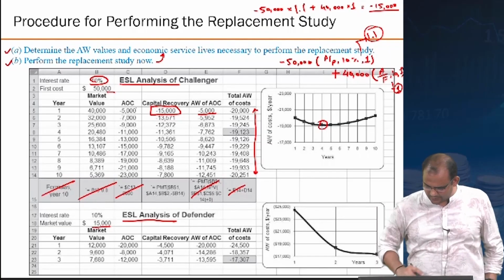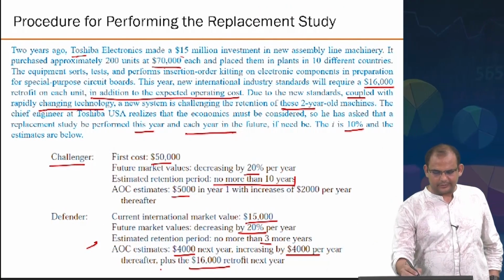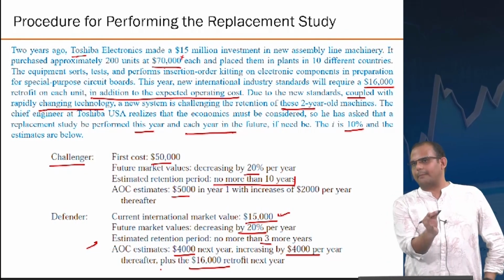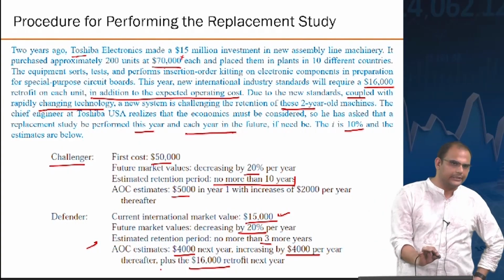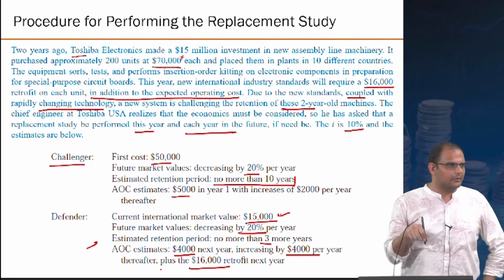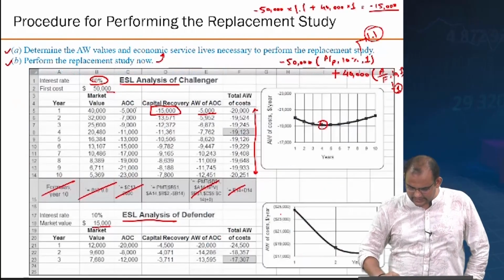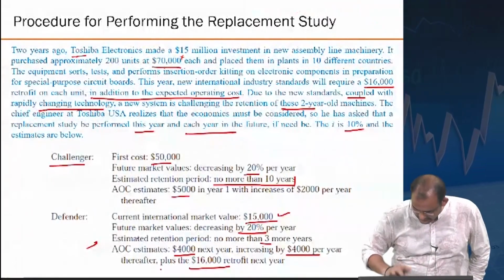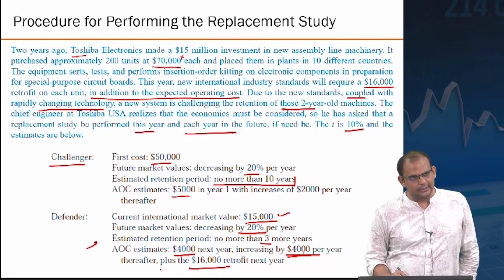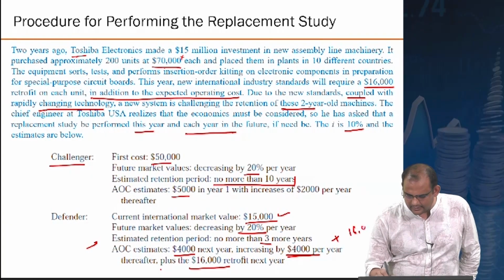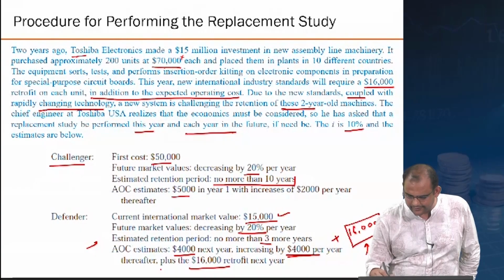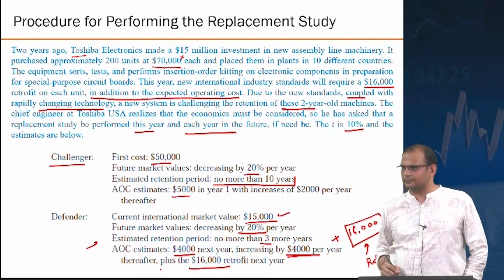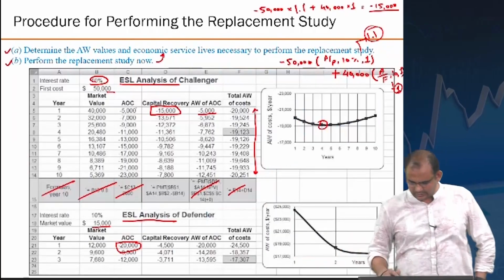Now ESL analysis for Defender. Your current market value is not 70,000. It doesn't matter what happened to the equipment in the past, it is not your concern. You are only worried about what is happening right now. 15,000 decreasing 20% each year, right? In the first year, the AOC is 4,000 plus 16,000 that will be required for retrofitting. Make sense? Do the same calculation.